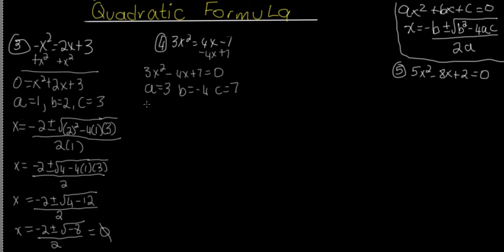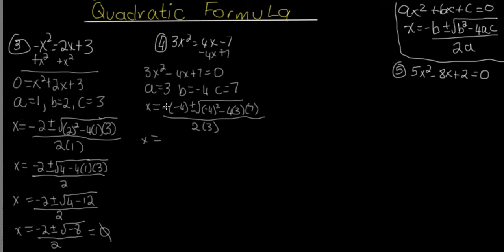Now plug them into your formula. So I have x equals -b, which is -4, plus or minus the square root of b squared. So (-4) squared. It's so important that you put that in parentheses because of that negative. Minus 4 times a, which is 3, times c, which is 7. This is all over 2 times a, which is 3. Okay, now we're going to continue simplifying.